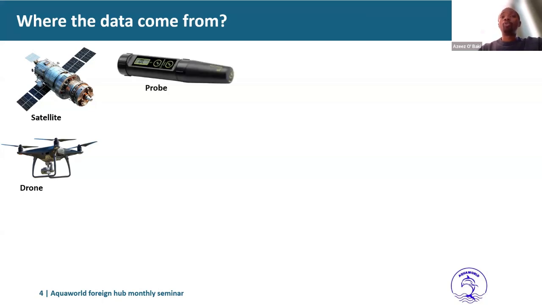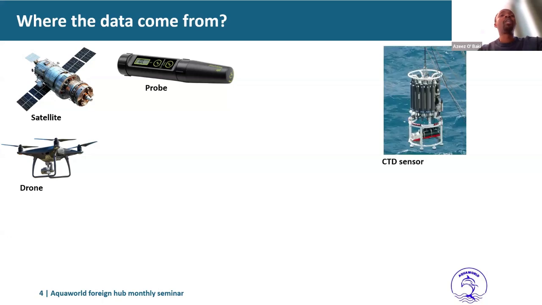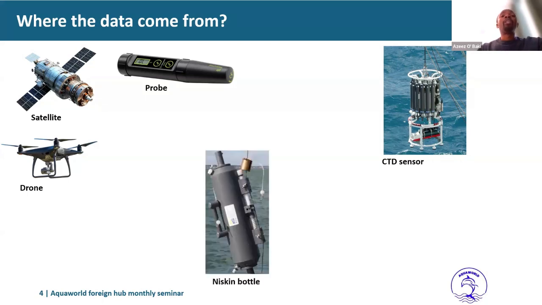We can also use probes, which we use to measure parameters like temperature and dissolved oxygen, among other parameters. We can also use a CTD sensor. This is used to measure depth and other physical parameters such as temperature, and you can also use it to collect water from the bottom. Then we also have the Niskin bottle. This bottle is used to collect water for phytoplankton or for other parameters you might be interested in that are in the water body.